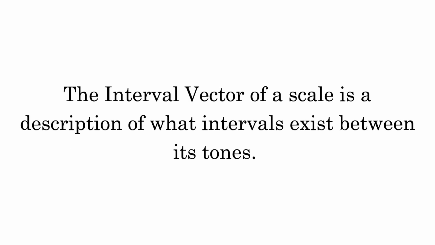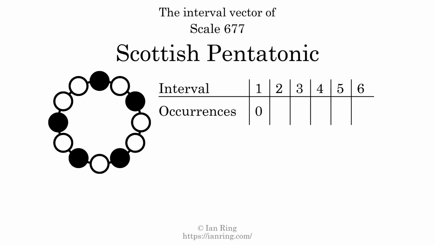The interval vector of a scale is a description of what intervals exist between its tones. There are no intervals with the size of 1 semitone. There are 3 intervals with the size of 2 semitones. They are here, here, and here. There are 2 intervals with the size of 3 semitones. They are here, and here. There is 1 interval with the size of 4 semitones.